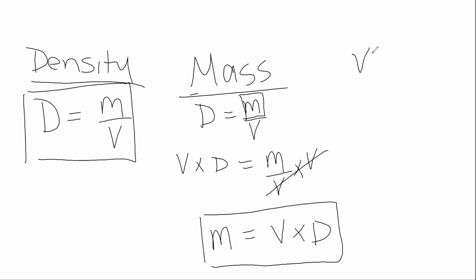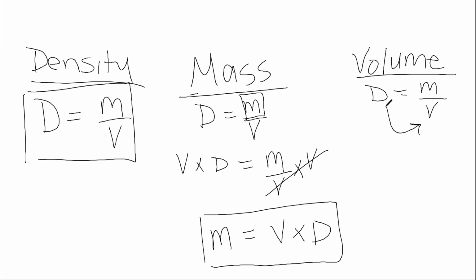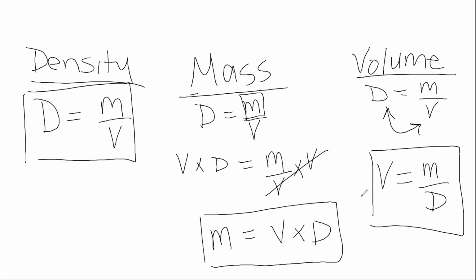The last equation, solving for volume, once again, you start out with the original equation. I want to get V by itself. So the quick trick is just to flip-flop V and D. V equals M mass over D density. So those are the three equations you have to know for the calculations.